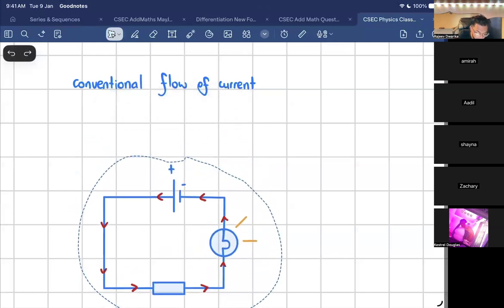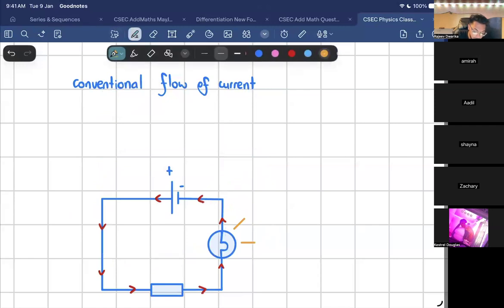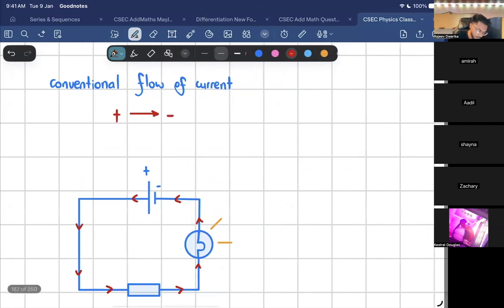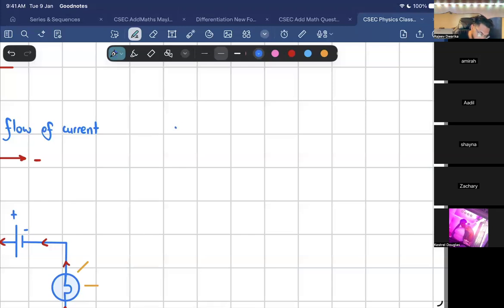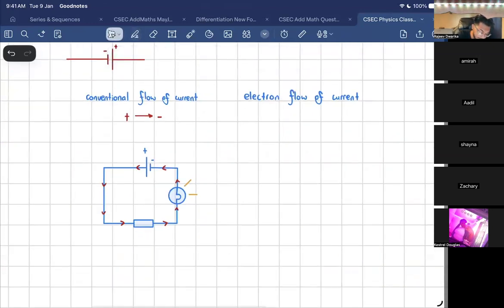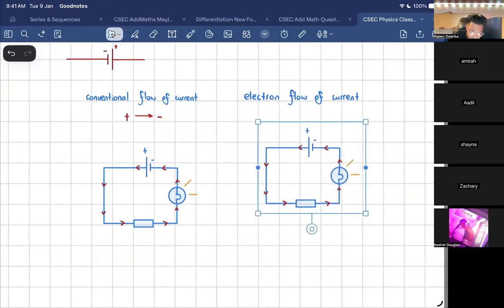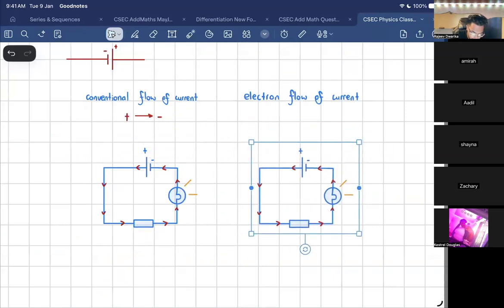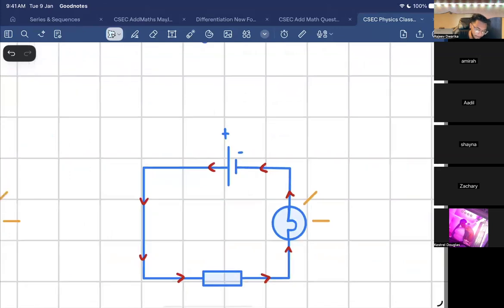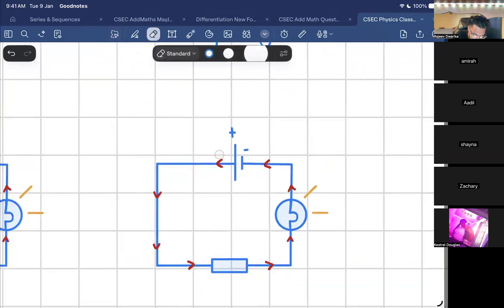So in the conventional flow of current, we say that current always goes from the positive terminal to the negative terminal. Right. This one comes up less frequently, but we should still note the electron flow of current. Alright, think about this. If conventional flow of current is in that direction, how do you think the electron flow of current would be? From the negative to the positive. Yeah, that's it.